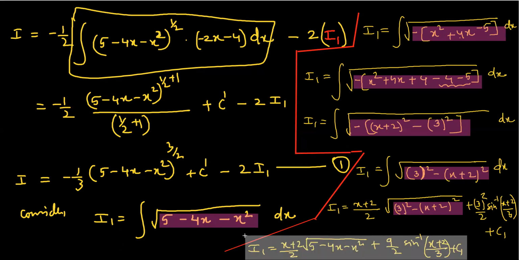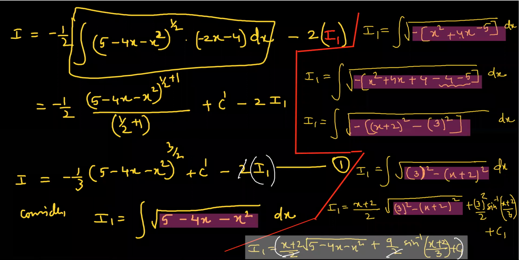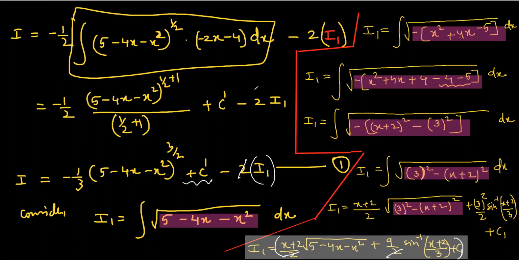What will you do next, students? This I1 you will now substitute here in equation 1. Okay, and then you will multiply by minus 2. So that minus 2 will cancel this 2, and it will be minus 2 c1. Okay, that minus 2 c1 with c dash will become c, and you will get your final answer.